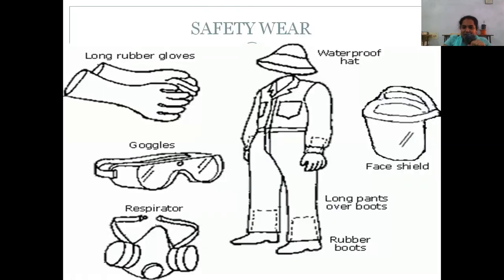So these are the safety wear for welding, where you need long rubber gloves, goggles, respirators, a waterproof hat, face shield, long pants over boots, and rubber boots. Why? Because while doing welding, you can see sparks coming out due to the friction between the welding rod and the metal pieces which have to be joined. So it is safer if we use all this safety wear and do the welding process. And even the light which comes from the spark is not good for the eyes, and the smoke which comes from the melted metal is also not good for us. So that's why we have to use all this safety wear.